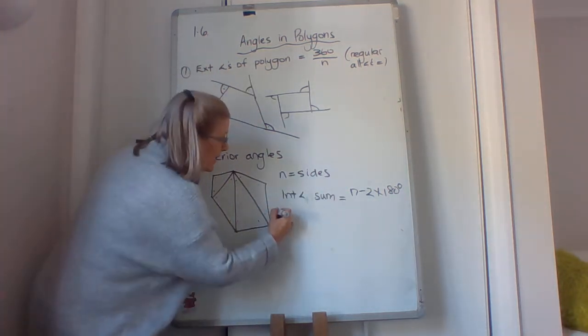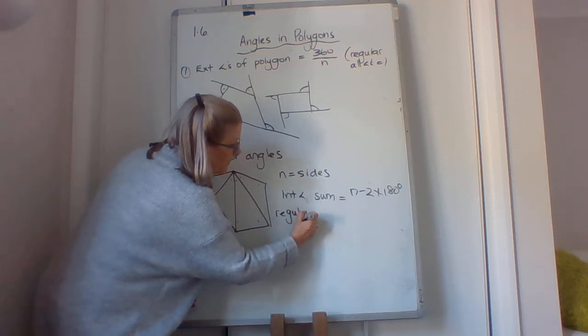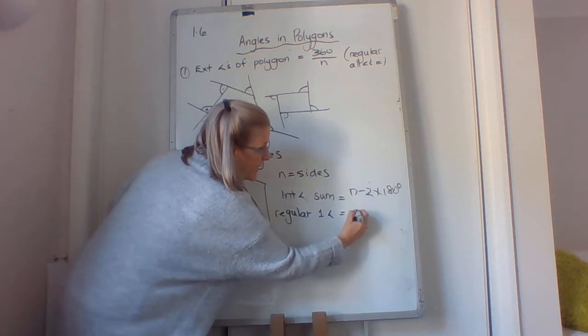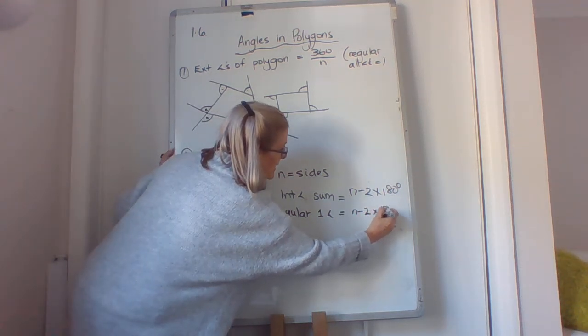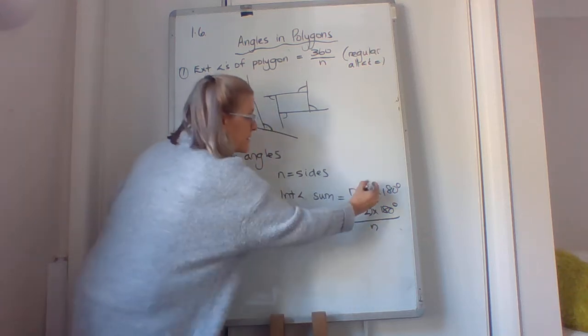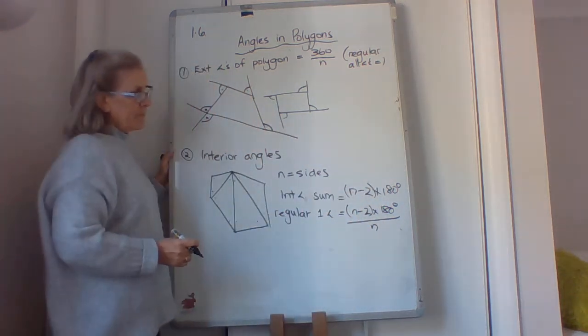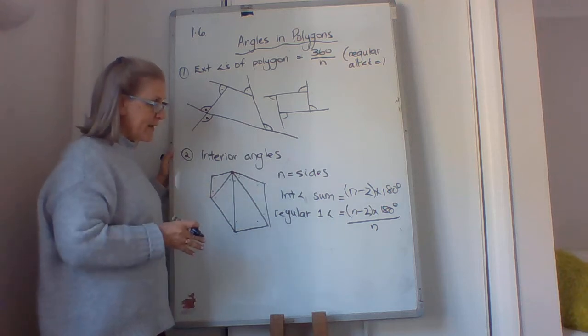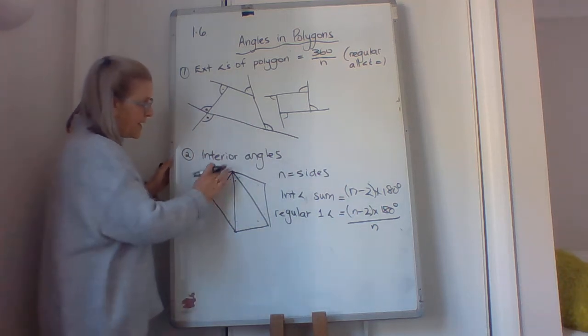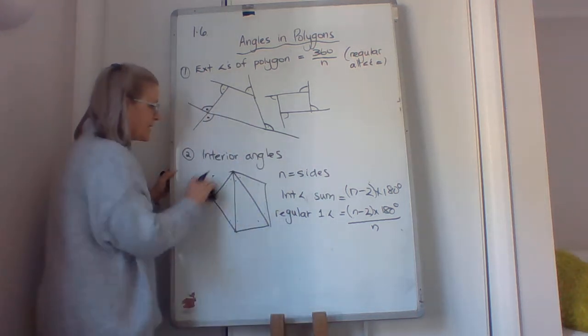But if it's regular, one angle will equal n minus 2 times 180 divided by how much n is. All right? So however many angles there are will give us how much it is. Let's have a look at one example. We'll go back here to my pentagon.